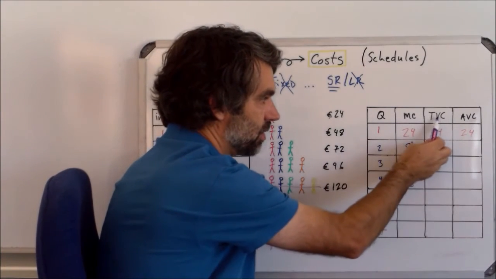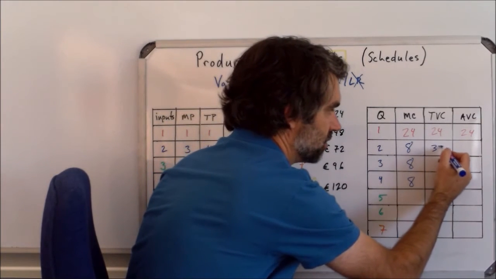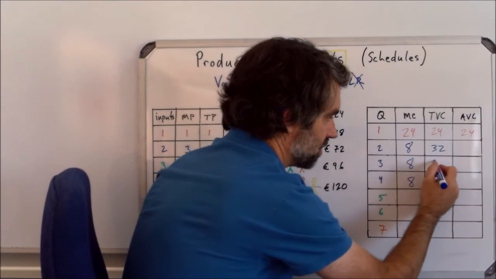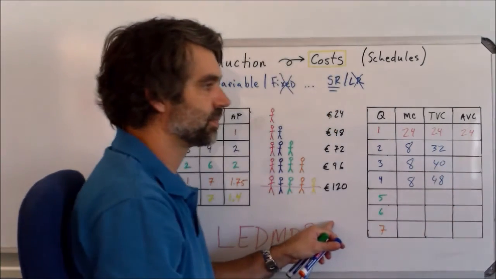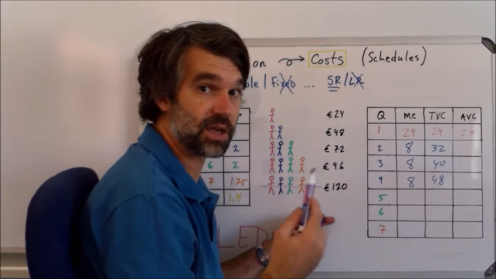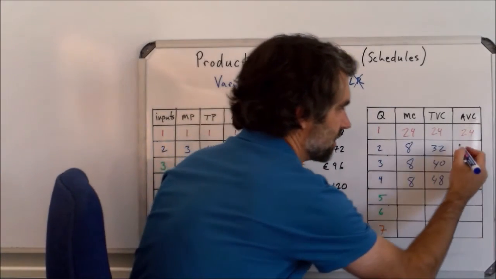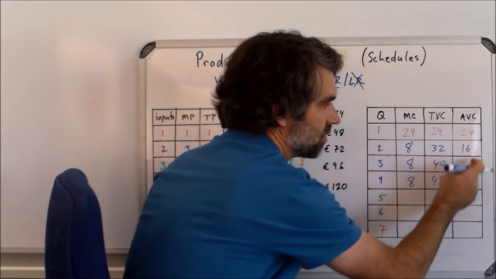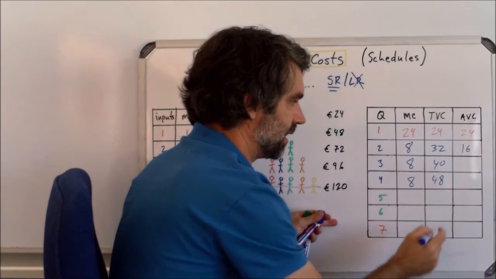Therefore, our total variable cost for the second one is 24 plus 8, 32. 32 plus 8 is 40, and then 48. When we do our average variable cost, we're going to see this number changes as well. So 32 divided by 2 is 16. So we notice this dropped, and it dropped by a margin of 8. So 24 down to 16.